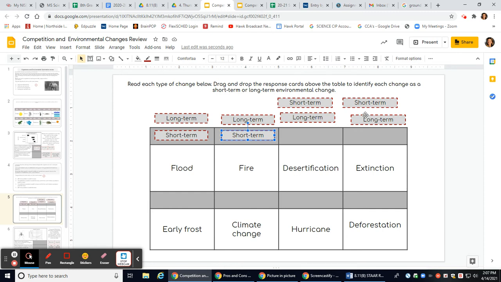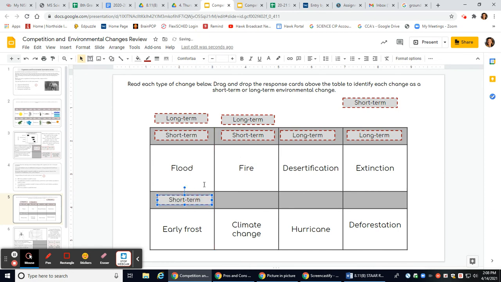Desertification is going to be long term. And what that is, it's a change in the desert ecosystem due to completely no rain, and it dries everything completely out, and there's no life there in the desert ecosystem. Extinction is going to be long term because that's permanent. You can't get those organisms back. An early frost would be short term, that just happens quickly and does not last long.